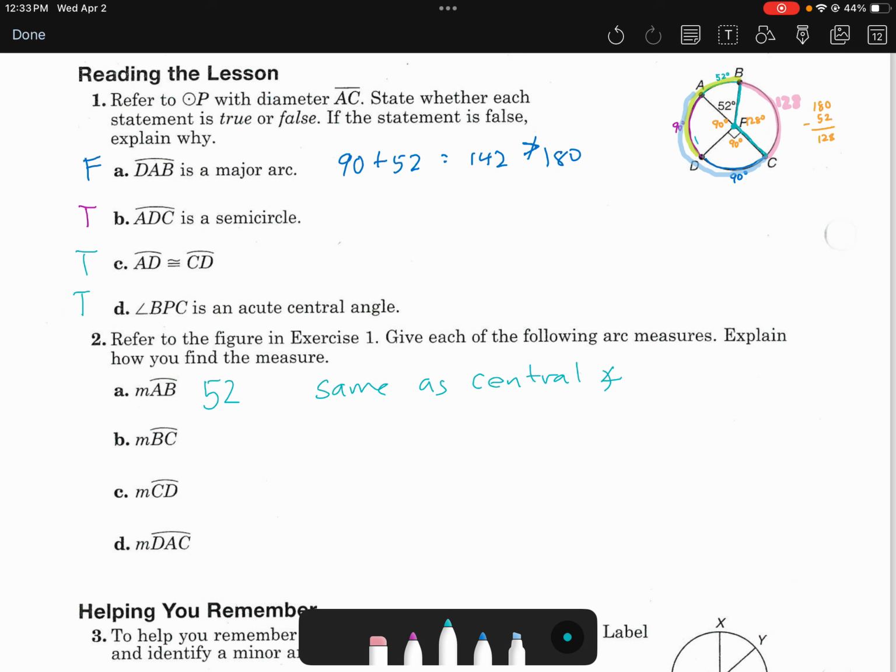What's the measure of arc BC? It would be 128. We did 180 minus 52. What's the measure of arc CD? It's 90. That's the same as the central angle measure.